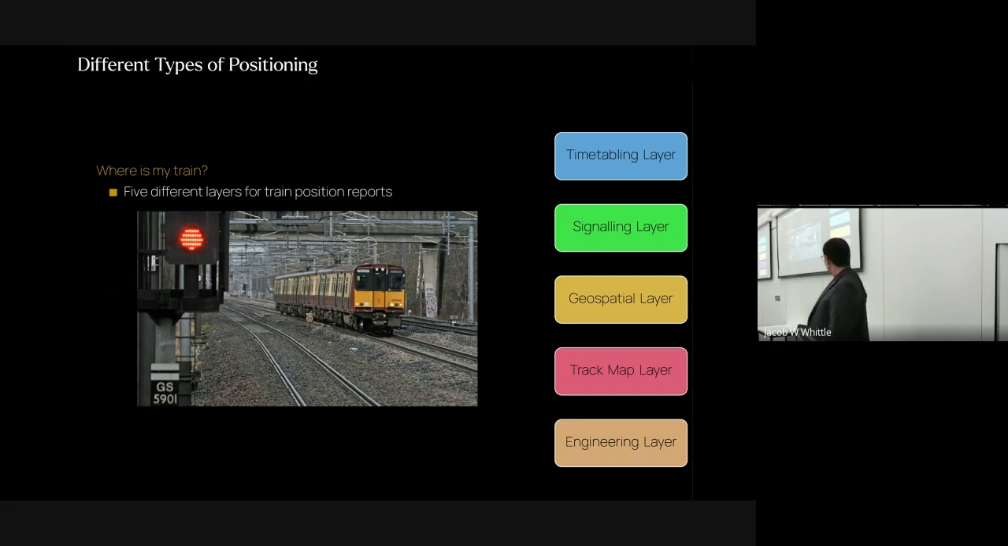So, where is my train? Here are the 5 different layers that I'm going to talk about in which you can report a train's position. I thought about this morning actually, I'm going to try and give an example of what a report might look like for a train at platform 2 at Sheffield Station for each of these layers.